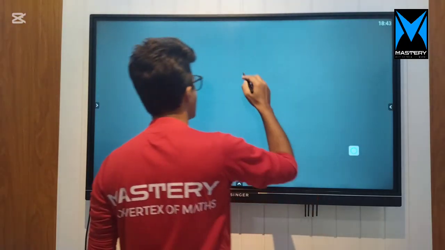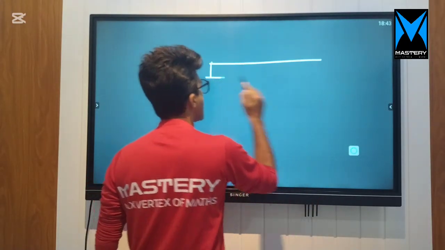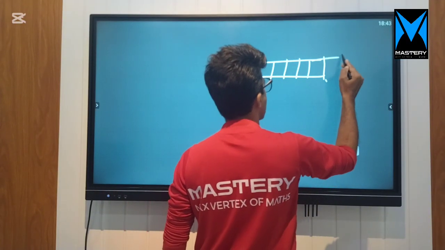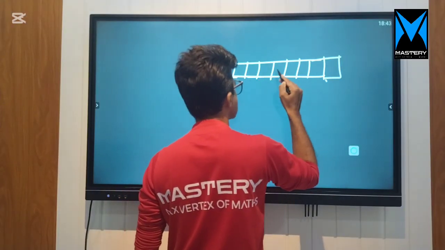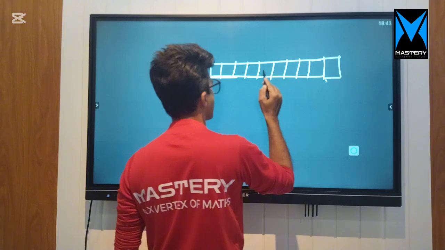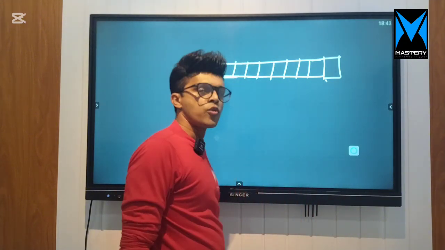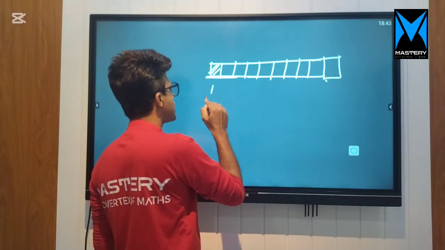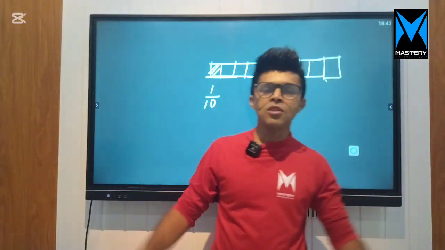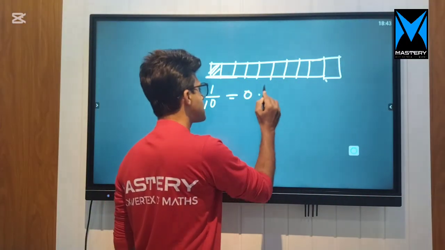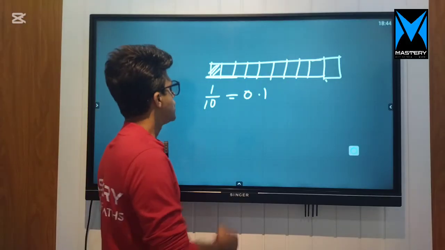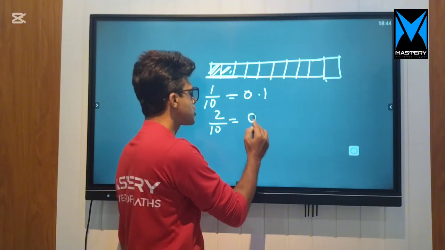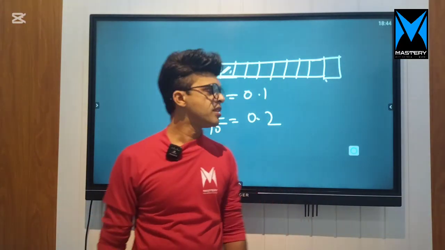Just think of a segment that I'm going to divide into 10 equal parts: 1, 2, 3, 4, 5, 6, 7, 8, 9, 10. You could see there are 10 segments. I'm going to color this part. Here is 1 over 10, 1/10 of this whole segment, which is defined as 0.1. If you color two segments, that means 2 over 10, which is 0.2. This is the basic idea of a decimal.